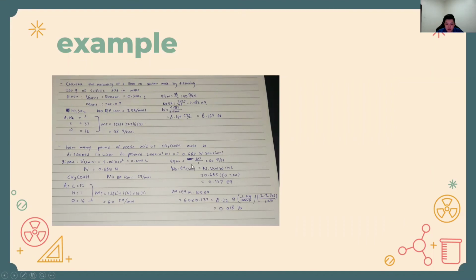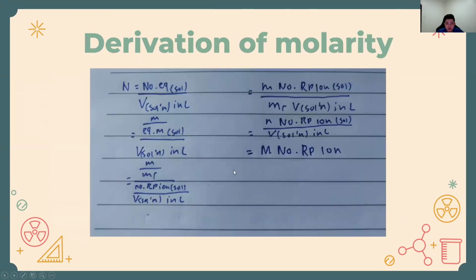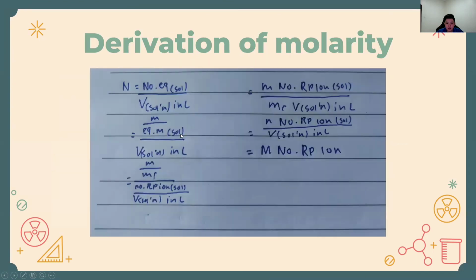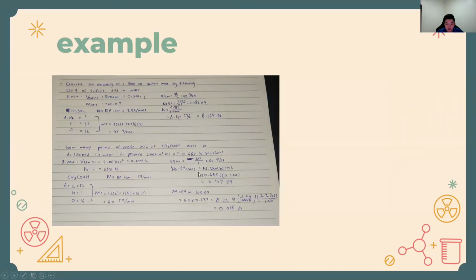And then we find the number of EQ solute with the formula of N equals number of equivalent in solute per V solution in L. So we change it, so it will be equal to N times V solution in L, 0.685 times 0.2 equals 0.137 EQ.